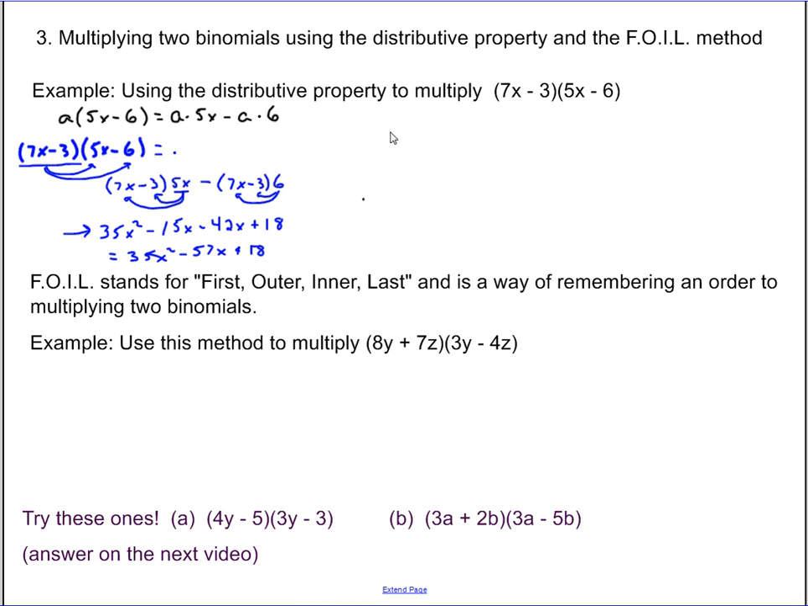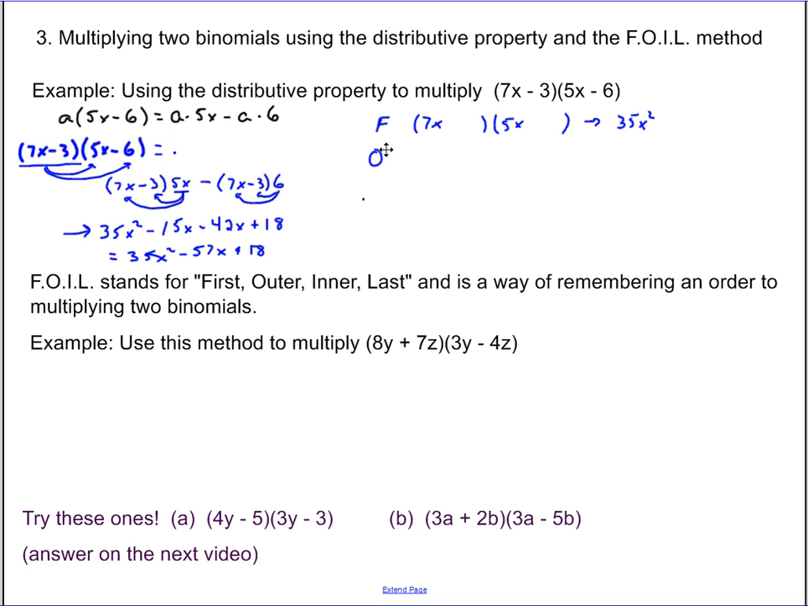So this is where this comes from. F, first, refers to the very first terms in each binomial, right? So you can think of this as, well, we're just going to take 7x, and we're going to ignore the rest of the bits that we have in here. And we're going to take 5x, and we're going to ignore the rest of the bits that we have in this second binomial, right? So our first term would be 35x squared.